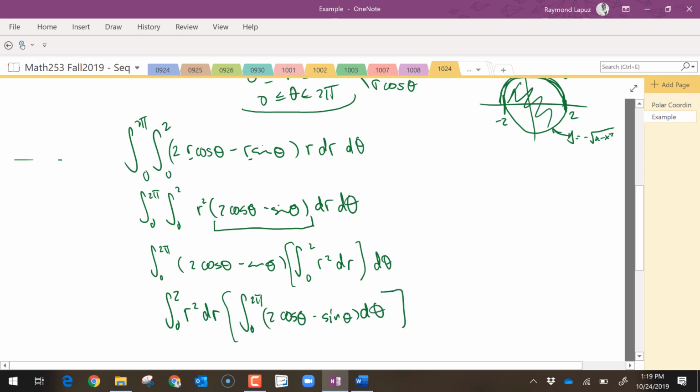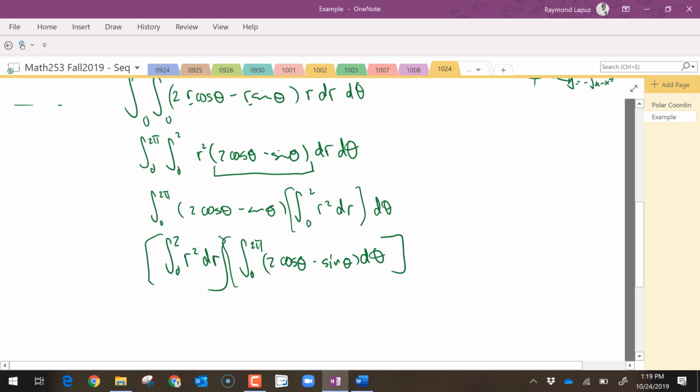Now I'm dealing with two integrals that I can do separately. I don't have to do that iterated integral business. And isn't this a lot easier?